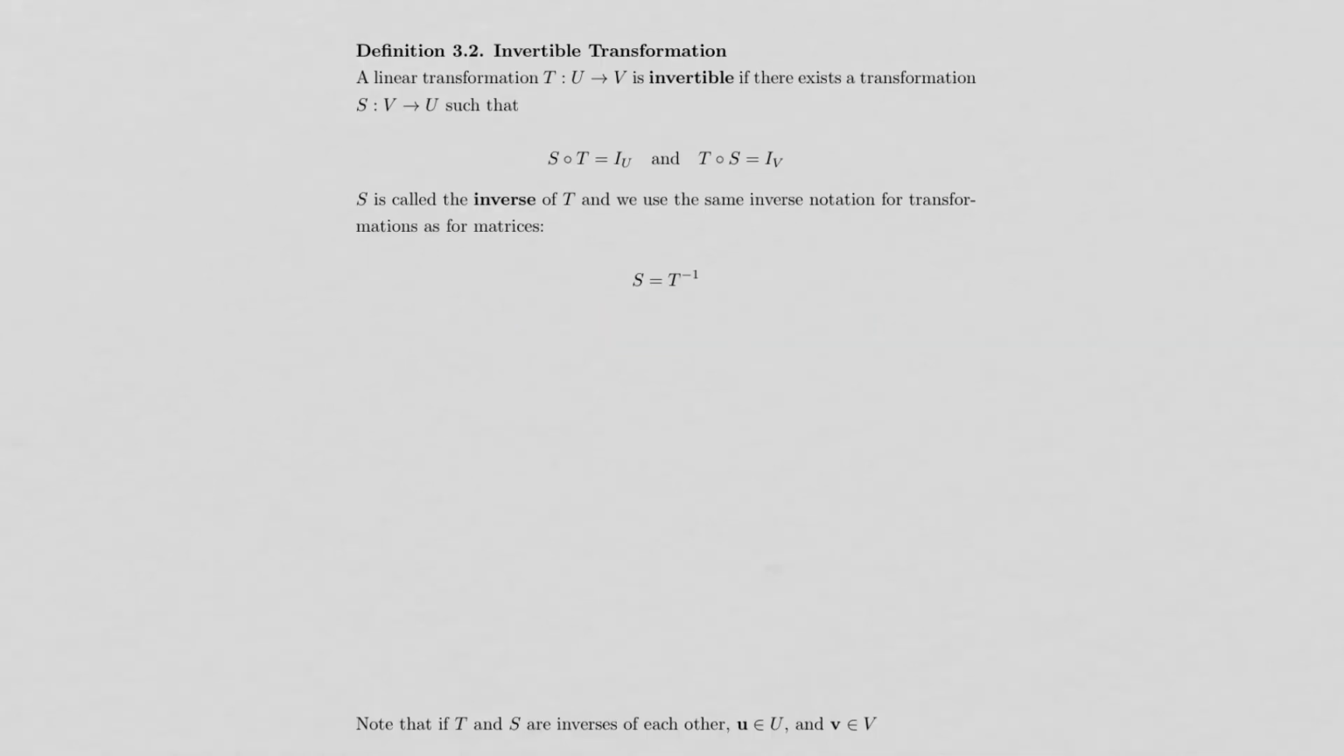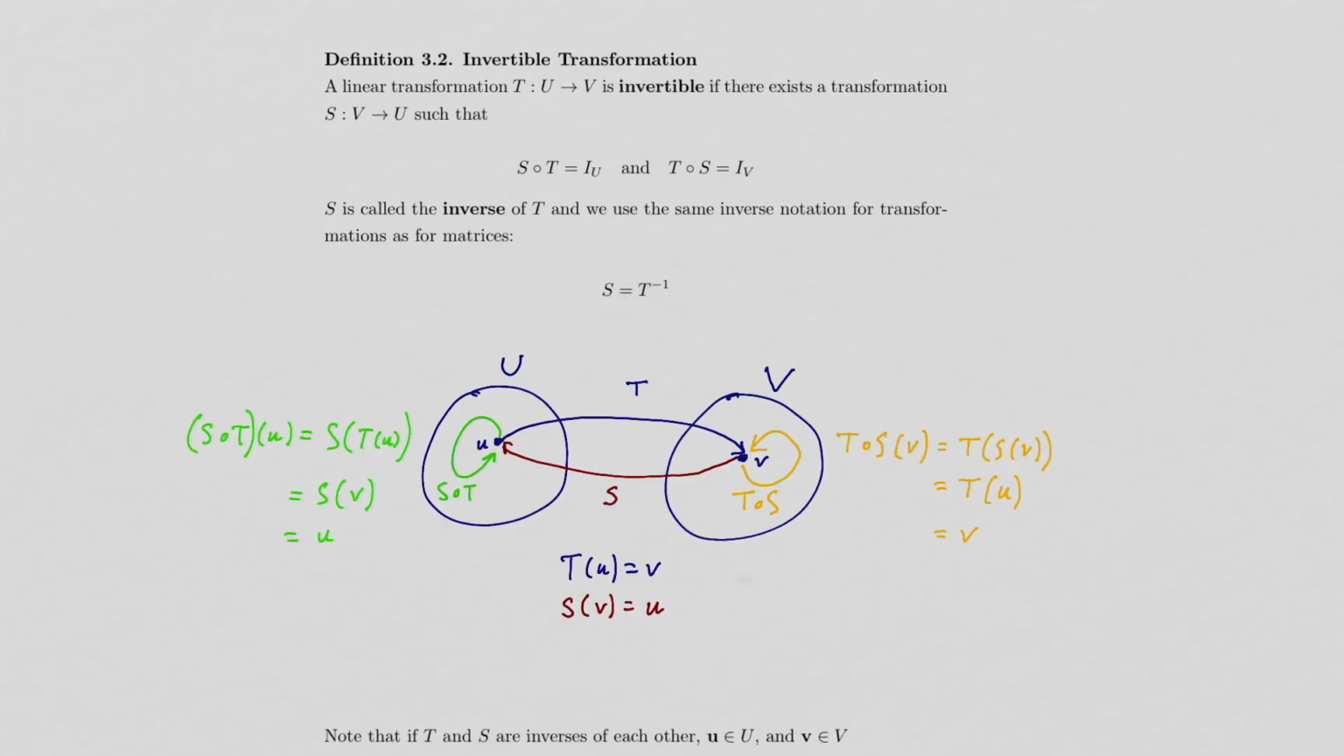Now we can say that a linear transformation T from U to V is invertible if there exists a transformation S from V to U, notice backwards from V to U, such that S circle T is equal to the identity transformation on U, and T circle S is equal to the identity transformation on V. We call S the inverse of T, and we write it like this. S is equal to T inverse, much like a matrix. We can picture that like this. Here's U, here's V, here's the little vector u in U, here's little v in V.